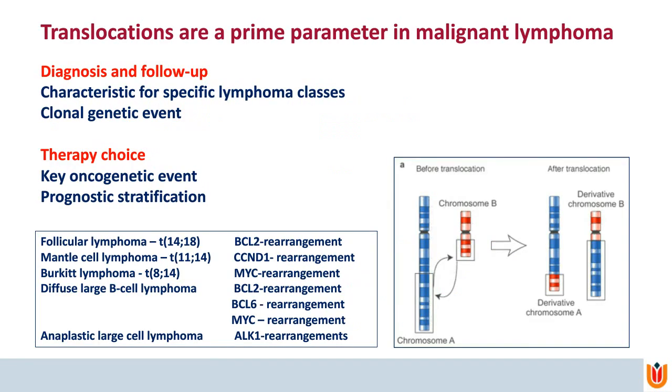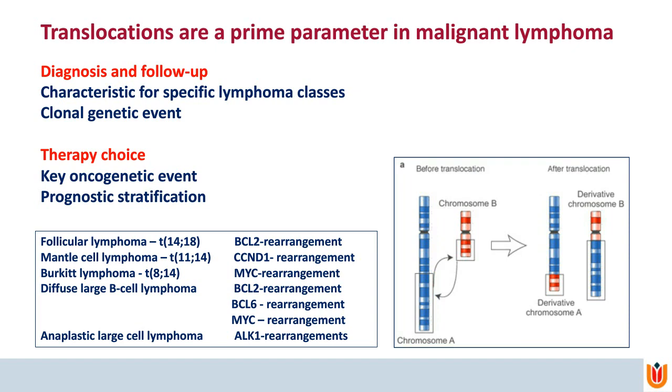So of all these genetic alterations, translocations are currently the best defined. These are often very early alterations and therefore not only diagnostic, but can also be used as clonal markers, for instance, during follow-up as minimal residual disease markers.